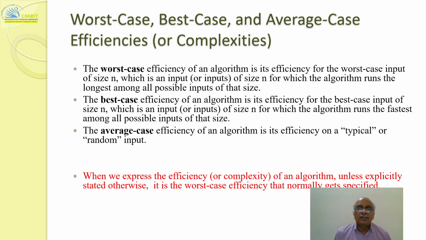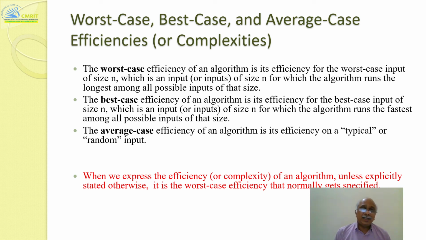The best case efficiency of an algorithm is its efficiency for the best case. That is, the least number of times the algorithm runs on a particular input, or the fastest the algorithm runs on all possible inputs of that size. We have seen that in the previous case, for an input of size n, the algorithm performs a constant number of operations if the key is the first element in the array.